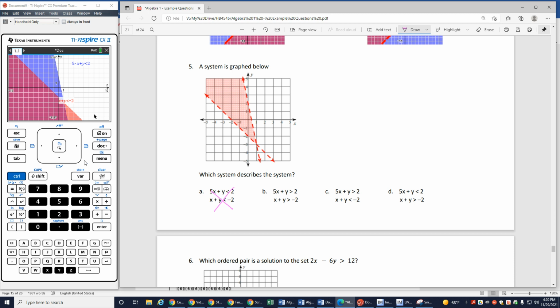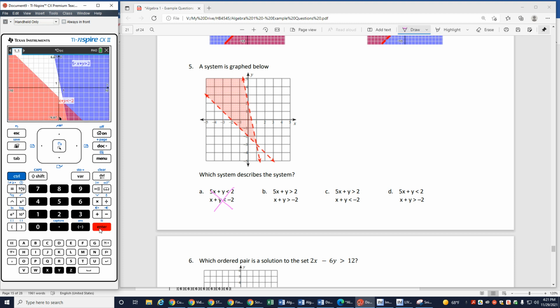So let's try B. And it looks like the equations stay the exact same. I'm only going to change this, and you can use your trackpad to get there, with Control Enter to a greater than. Then I'm going to change the second equation to a greater than also, Control Enter, a greater than as well.